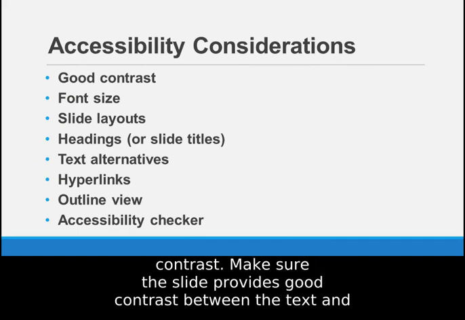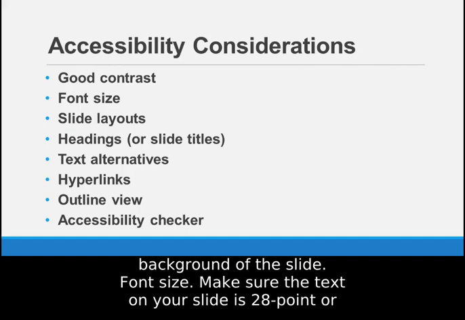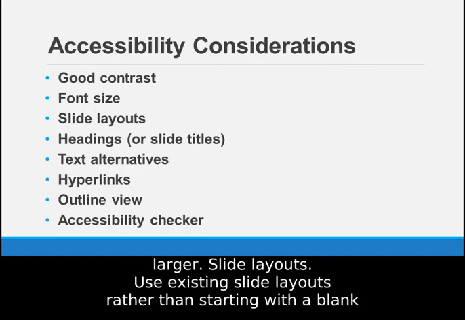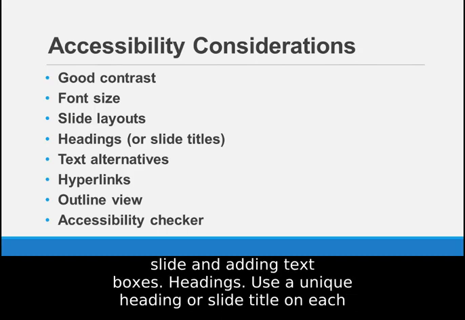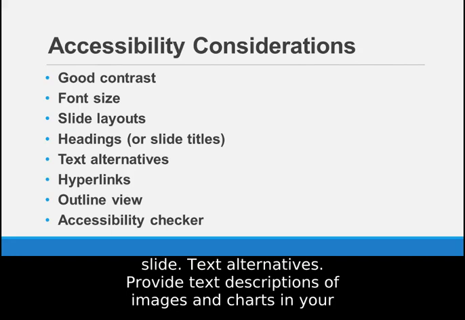First, good contrast. Make sure the slide provides good contrast between the text and the background of the slide. Font size. Make sure the text on your slide is 28 point or larger. Slide layouts. Use existing slide layouts rather than starting with a blank slide and adding text boxes. Headings. Use a unique heading or slide title on each slide. Text alternatives. Provide text descriptions of images and charts in your slides.